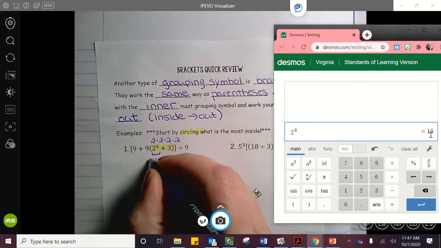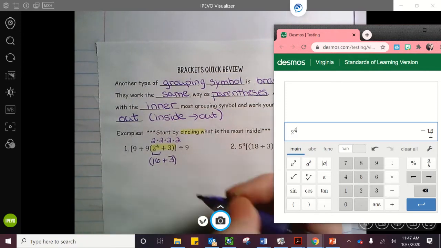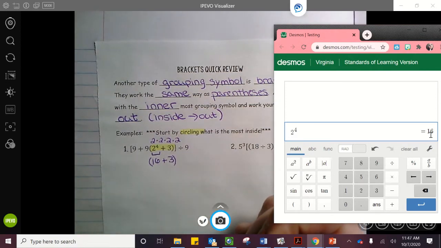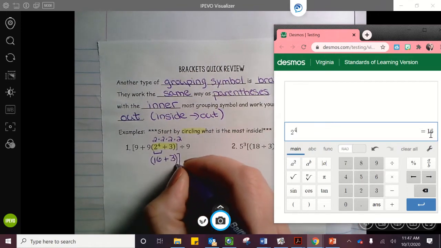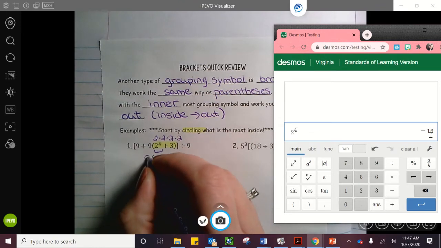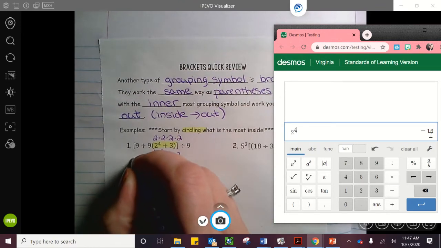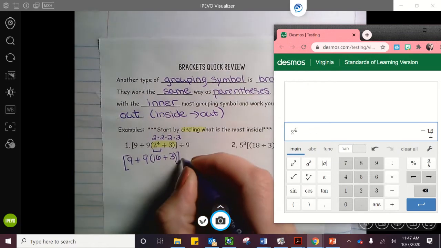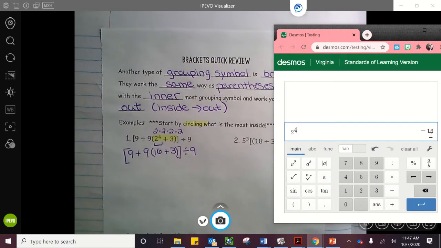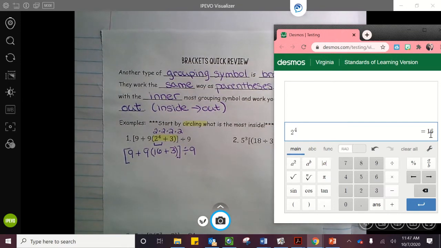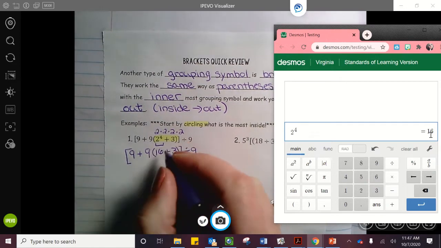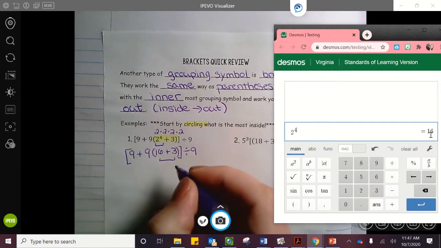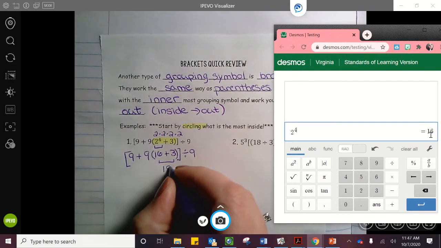When I do this, I cannot get rid of these parentheses yet because I've not finished solving everything within the parentheses. I haven't done the addition part yet. So I'm going to carry everything else down around this. I still have a 9 that's being multiplied, this 9 plus over here, and then this divide by 9. I still have a lot that I'm carrying down each time. All right, so I still have to finish up those parentheses because I still have the addition. So 16 plus 3 would give me 19.